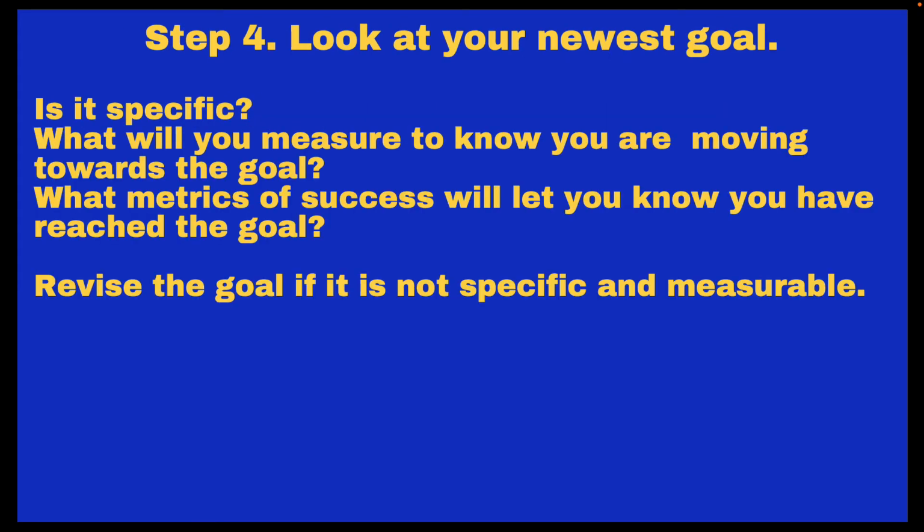For step 4, go back and look at your newest goal and ask this question. Is it specific? How do you know if it's specific? Well, it needs to be something that you'll be able to measure to know that you are moving towards the goal. Also, you want to ask yourself, what are the metrics of success to know that you have reached the goal? So it needs to be specific and it needs to be measurable.